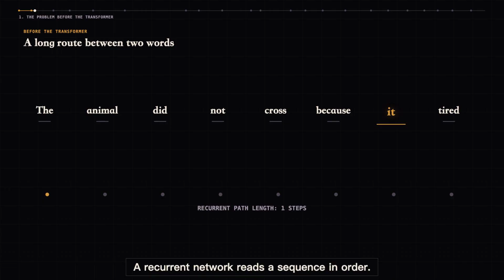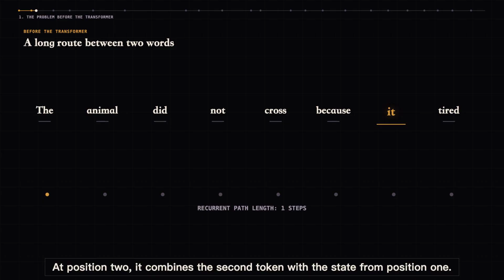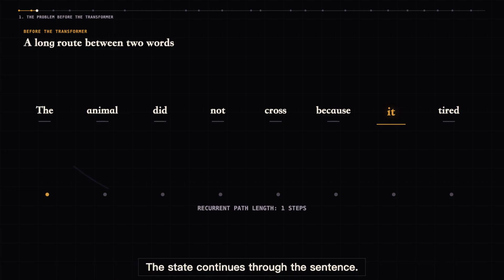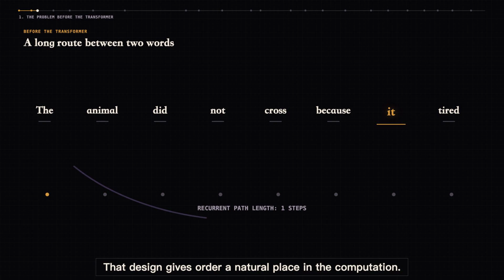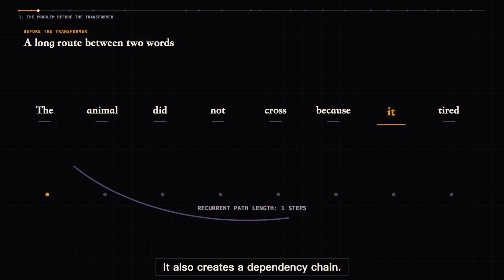A recurrent network reads a sequence in order. At position 1, it combines the first token with an internal state. At position 2, it combines the second token with the state from position 1. The state continues through the sentence. That design gives order a natural place in the computation. It also creates a dependency chain.